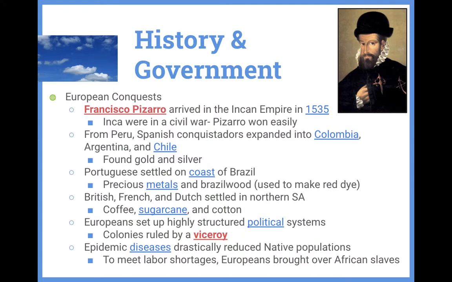So European conquest. Francisco Pizarro is going to be the conquistador that is going to take over the Incas. He arrived in the Incan Empire in 1535, and they were already in a civil war. Okay, so they were already weak, and so Pizarro just won pretty easily. So from Peru, the Spanish conquistadors expanded into Colombia, Argentina, and Chile, and they found gold and silver.